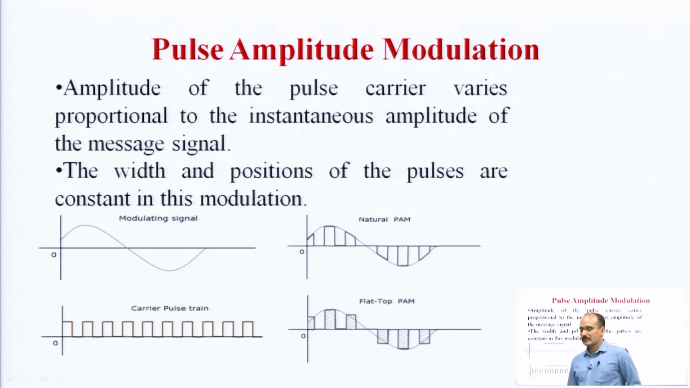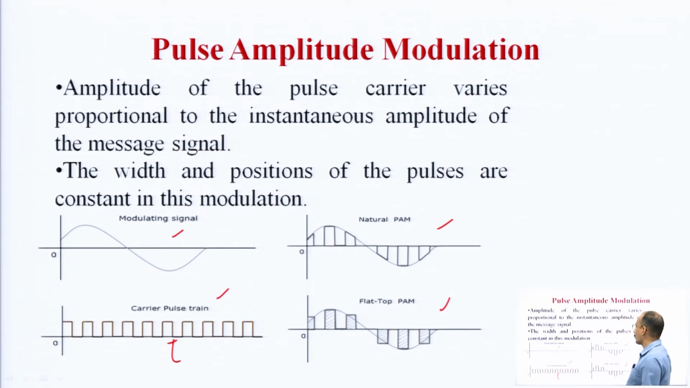So, this is pulse amplitude modulation. Amplitude of the pulse carrier varies proportional to the instantaneous amplitude of the message signal, and the width and position of the pulses are constant in this modulation. Here you can see that easily. This is the modulating signal, this is the carrier pulse train with a fixed width of tau, both are going to be multiplied, then we are getting a natural PAM signal or the flat top PAM.